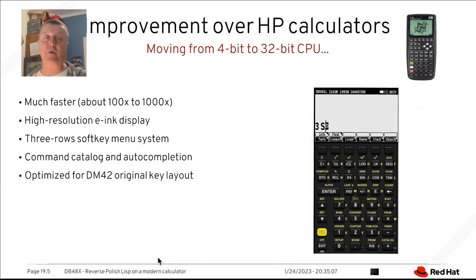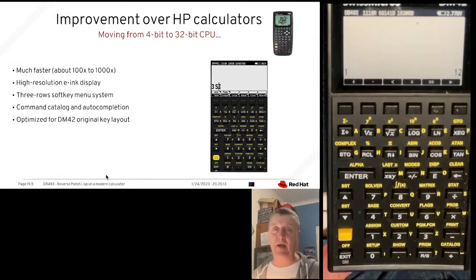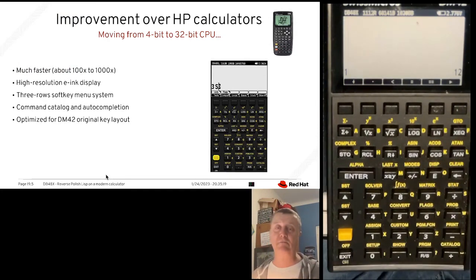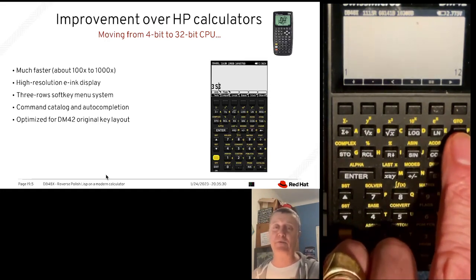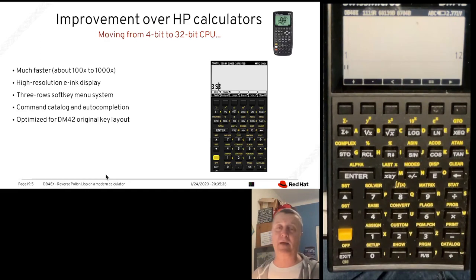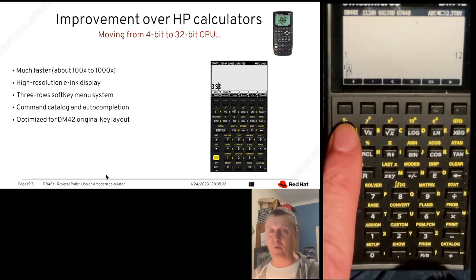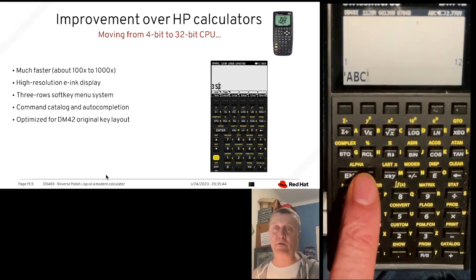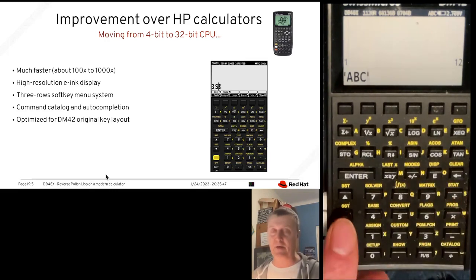And it's optimized for the original DM42 key layout. I paid a lot of attention to this. So for instance, I showed earlier how, when you type execute, which is execute a command in the DM42, there is no real equivalent for the RPL model. So instead, I retranslate that as execute equation. And that does something that is very frequent in RPL, which is to have a symbolic value for something.